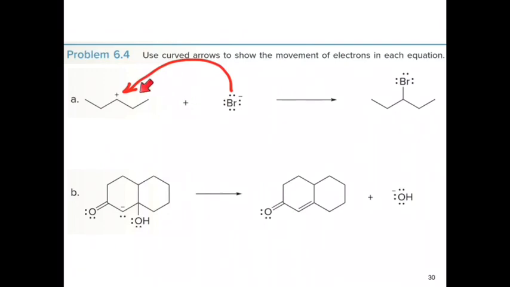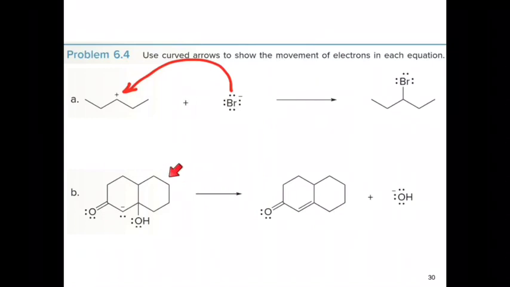So this basically shows the movement of electrons, the lone pair of electrons from the bromide ion onto the carbocation. So this involves a lone pair of electrons, and so we will use a full-headed curved arrow.